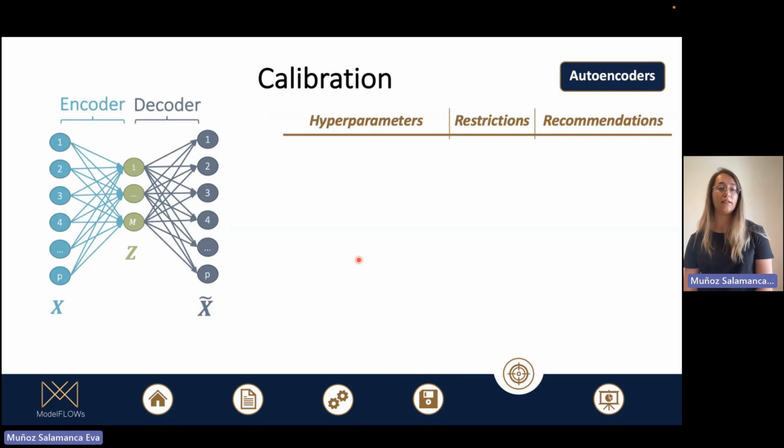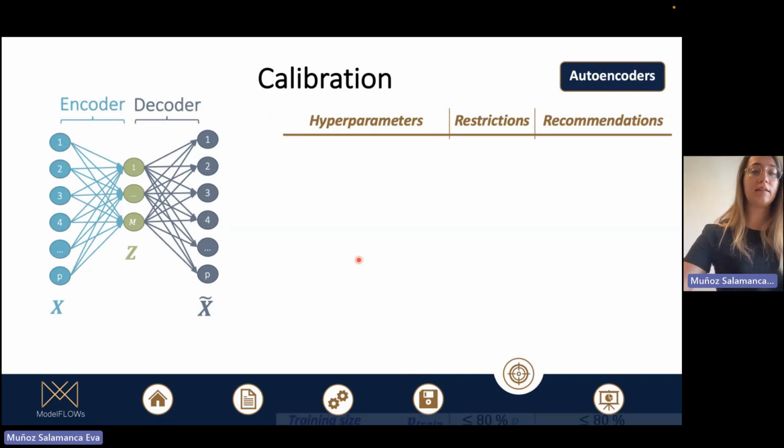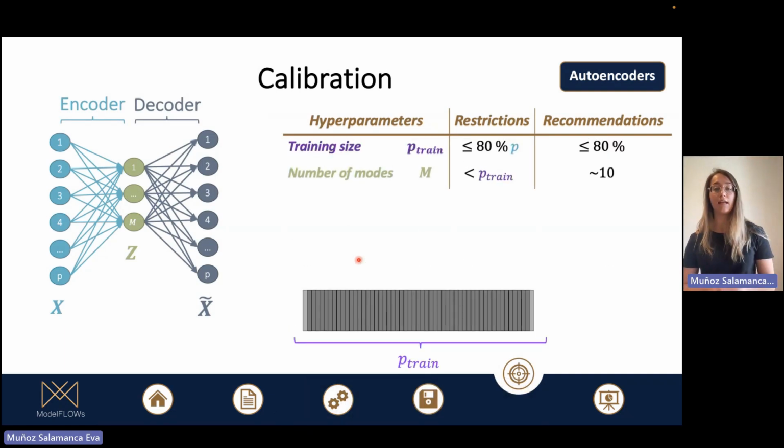So how are we going to calibrate it? First of all, we have to define the seed and the number of test and training size. The test size is recommended to be at least 20%, so the training size lower than 80%. Then the number of modes has to be strictly lower than the number of training in order to obtain a compressed model, and we recommend it to be around 10.